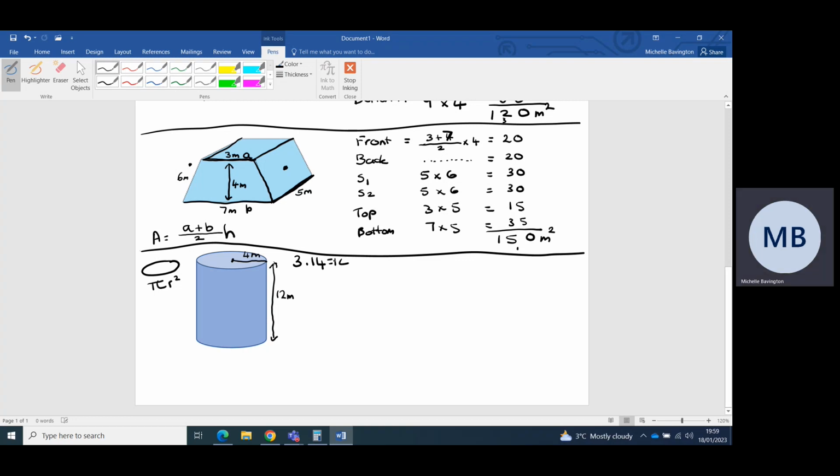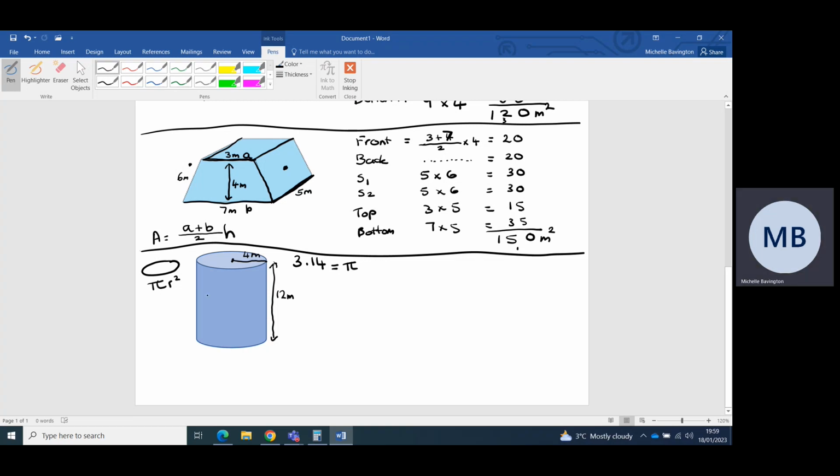Now, just be careful when you're doing the exam. It will tell you what to use. You can use 3.14, or sometimes they say 3.142. But in our case today, we are going to use 3.14.